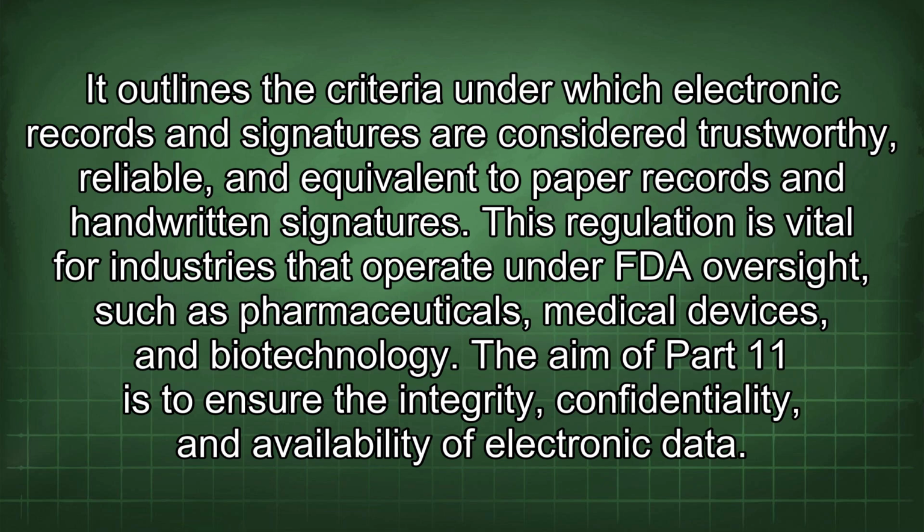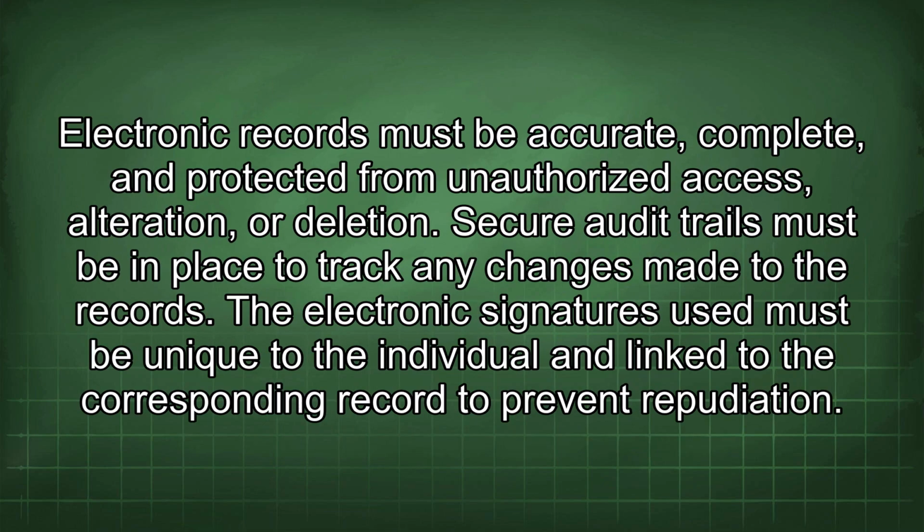The aim of Part 11 is to ensure the integrity, confidentiality, and availability of electronic data. Electronic records must be accurate, complete, and protected from unauthorized access, alteration, or deletion. Secure audit trails must be in place to track any changes made to the records. The electronic signatures used must be unique to the individual and linked to the corresponding record to prevent repudiation.